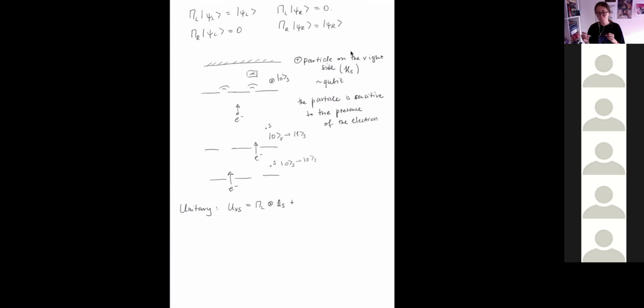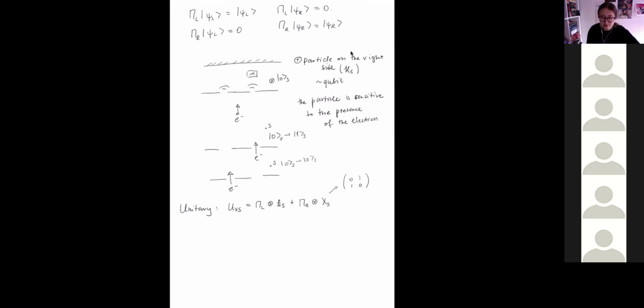And if it goes on the left side, nothing happens on the system S. If the electron goes on the right side, then the flip happens. The bit flip, as we remember, corresponds to the Pauli operator X. I'll just remind you that in the matrix form, it looks like this: 0, 1, 1, 0.